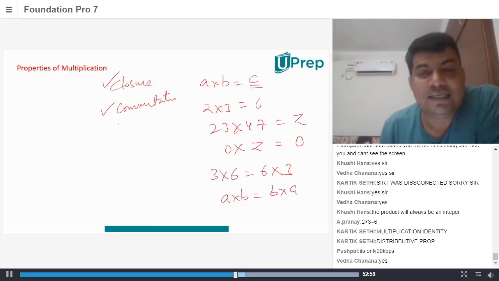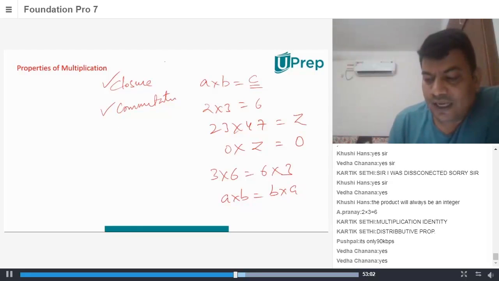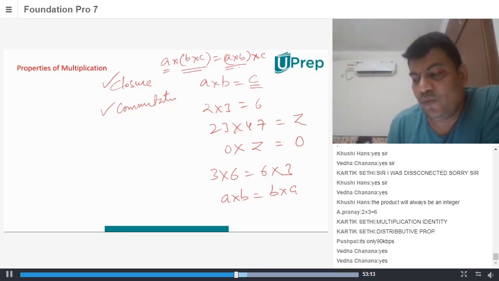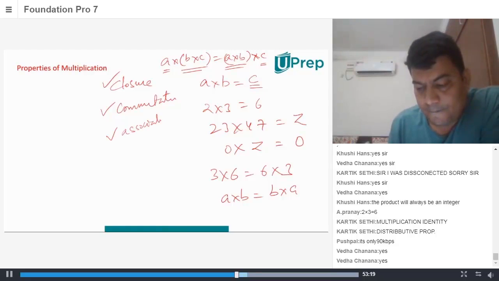Associative also. Is it associative? Yes, sir. Why? Because a into b into c will always be equal to a into b into c, grouped either way. Therefore, it is also an associative property.